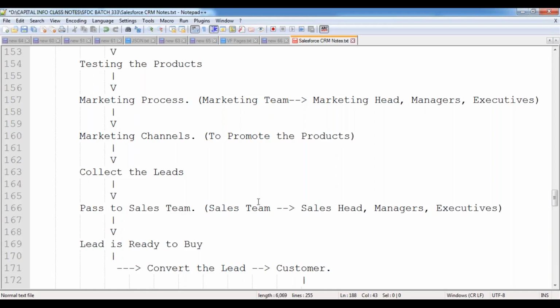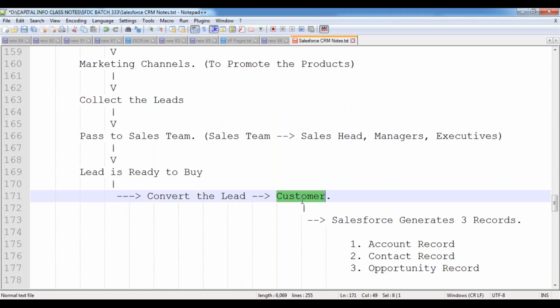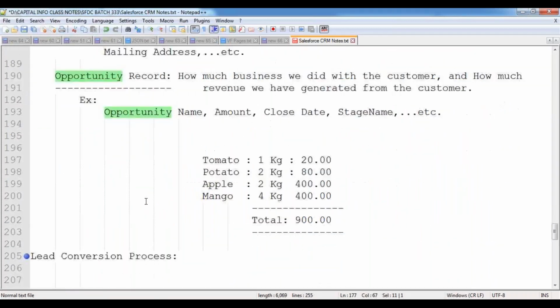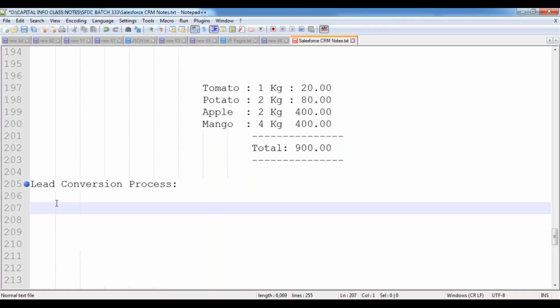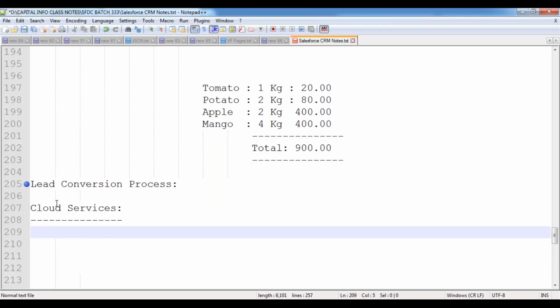Clear? So as of now, we have discussed up to the marketing process and sales process. What is the service process that we have? We'll see in tomorrow's session, as a continuation. And then we'll see what the account object, account record, contact record and opportunity record are, and what the association between these objects is. We'll see that practically in tomorrow's session. And then we'll see a few more concepts of Salesforce CRM, that is cloud services. What are the various cloud services offered by Salesforce? We'll see that in tomorrow's session also.